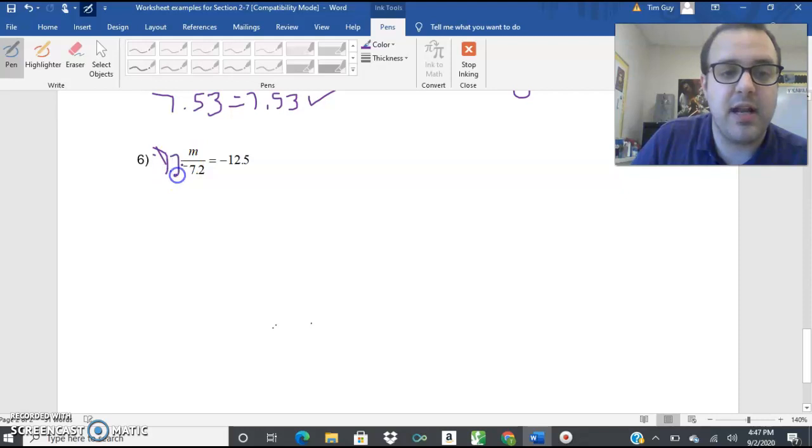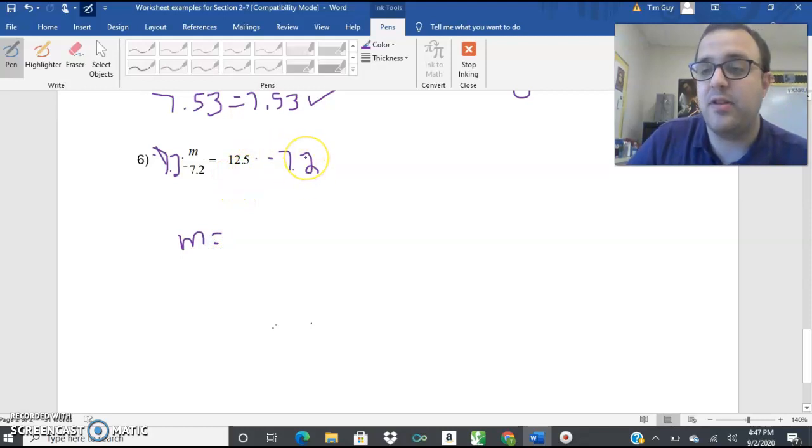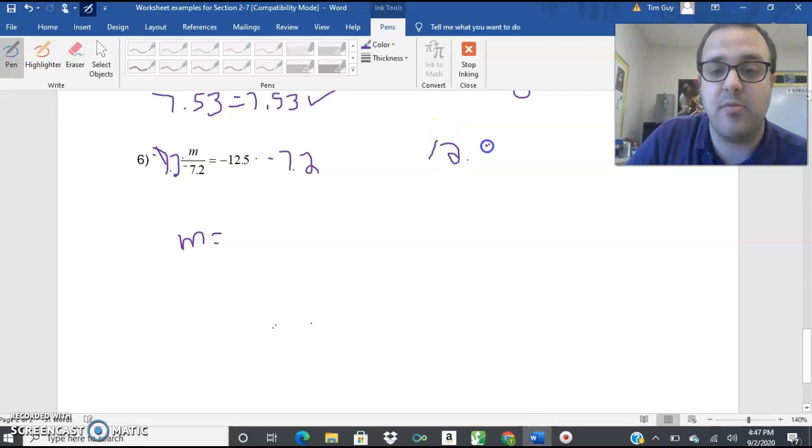Sorry, my computer's freaking out for a second here. And then over here, I'm also going to be multiplying by negative 7.2. Okay, so m is going to equal negative 12.5 times negative 7.2. Well, let's see how that looks. So I'm going to set up a multiplication problem just like I would normally. So we're going to do 12.5 times 7.2 and go ahead and do a multiplication.